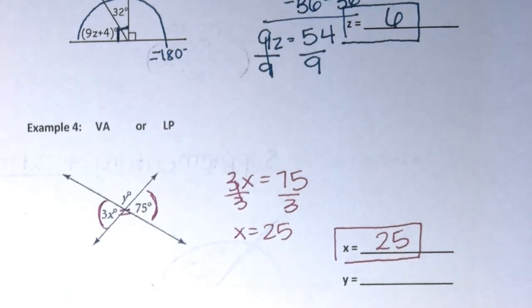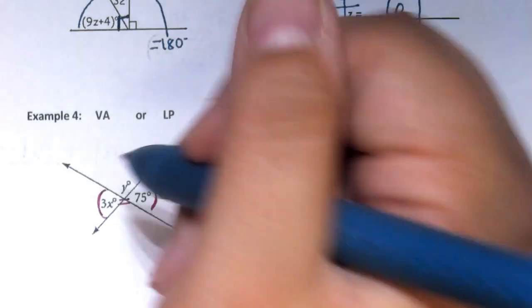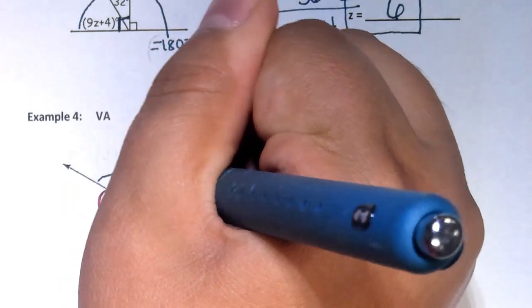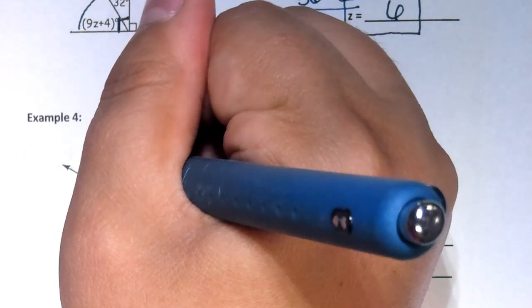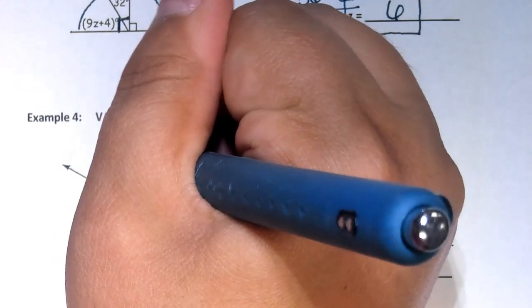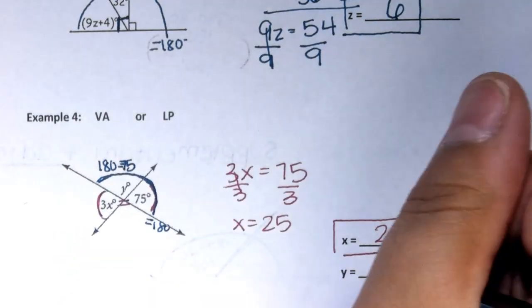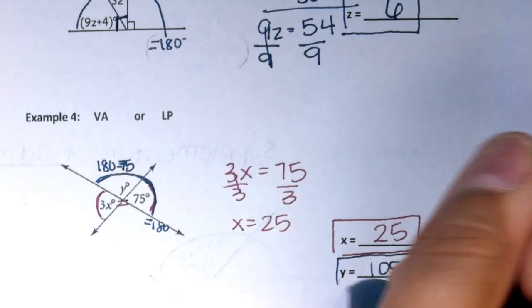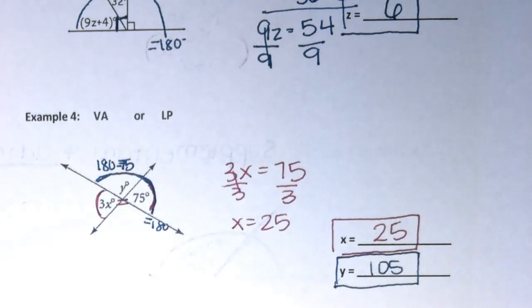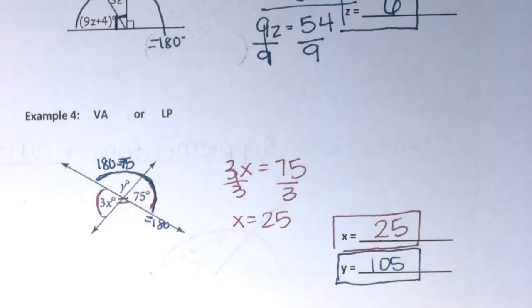How do you find y? We know that these two equal 180. So 180 minus 75 is 105. Do I need a degree sign with any of these answers? So actually you don't, because I only need a degree sign if I ask you for an angle. If I'm asking you for x and y, you don't.